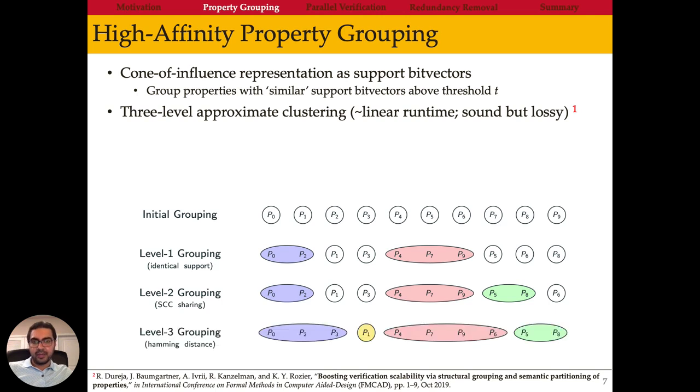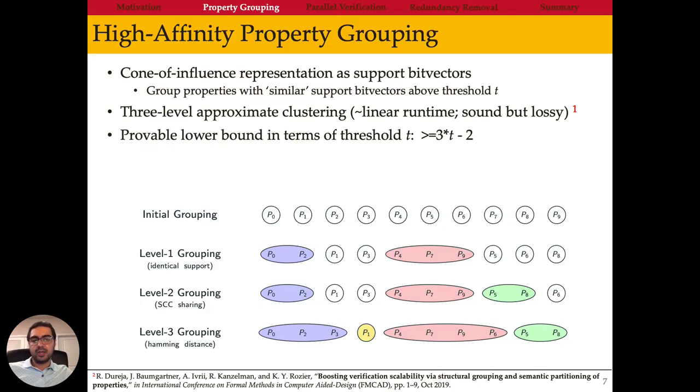Level 2 grouping is then followed by level 3 grouping that merges properties based on Hamming distance between the support bit vectors of the properties. Although level 3 does merge based on Hamming distance, it does so by avoiding the pairwise Hamming distance calculations, which can often lead to slowdowns.